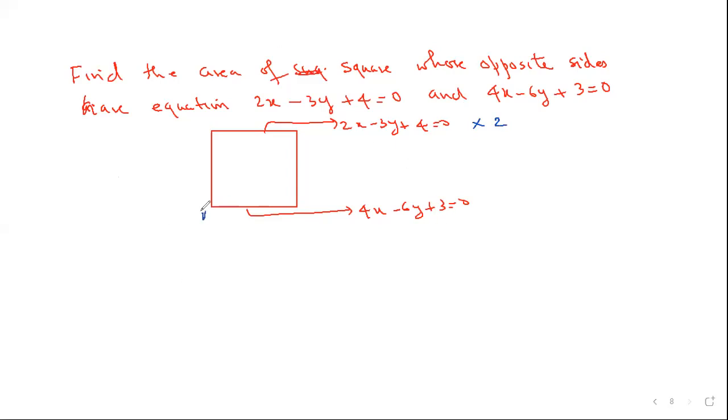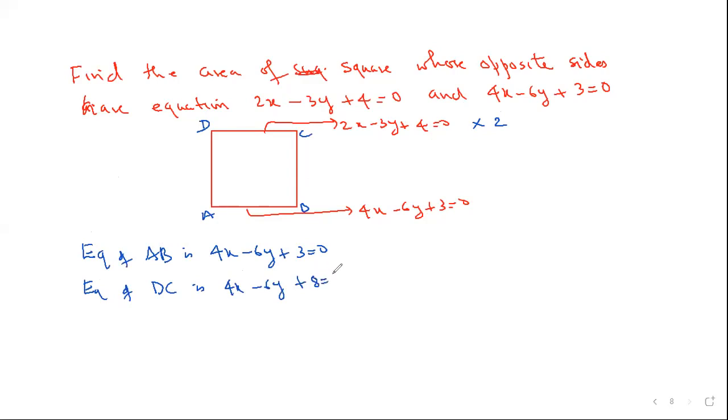If I call the square ABCD, the equation of AB is 4x minus 6y plus 3 equals 0. Equation of DC, multiplied by 2, is 4x minus 6y plus 8 equals 0. What will be the length BC? If you find the distance between the two equations, it is c1 minus c2 upon root of a square plus b square.